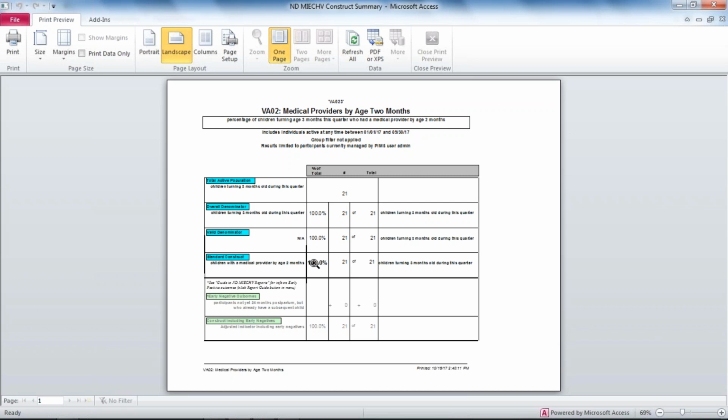So this box is what you would report in your outcomes to DSS. You would report the N as 21, the number is 21, and the percentage is 100%. Right?